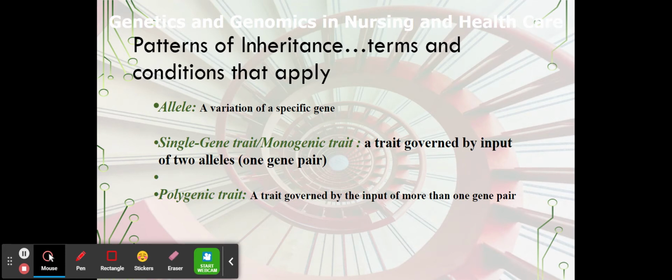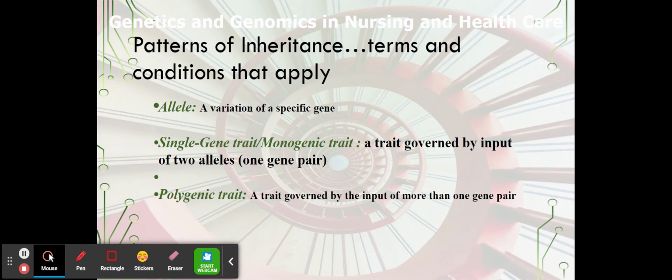We have the term allele. That is a variation of a specific gene. For example, there is a gene that governs your blood type. There are three basic alleles, A, B, and O. You get one allele from your mom and one allele from your dad. That makes up a gene pair. A single gene trait, or monogenic trait, is a trait that's governed by the input from one gene pair. So on that one gene, you have all the material you need to express a given trait.